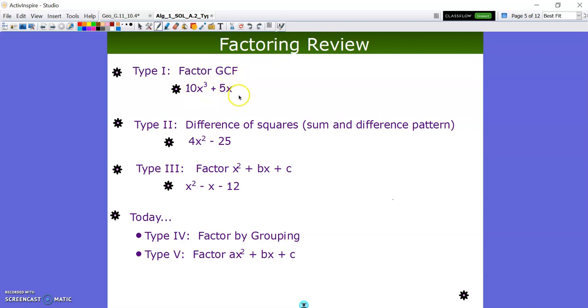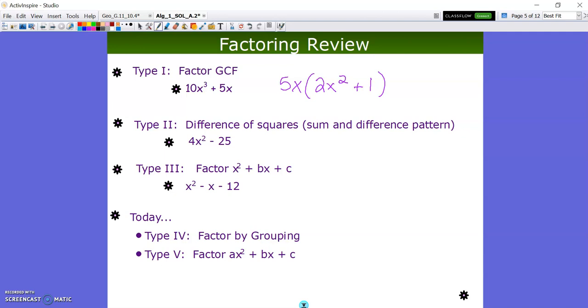I look for what both terms have in common. They both can be divisible by 5. They both can be divisible by an x. So that's our greatest common factor, and we put our leftovers in parentheses. We divide everything by 5x, which would give us 2x squared plus 1.